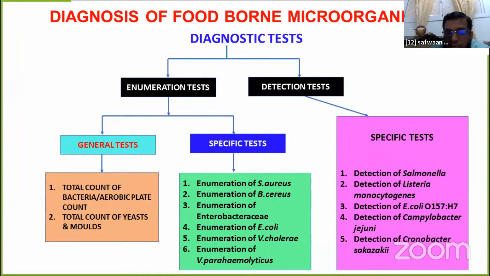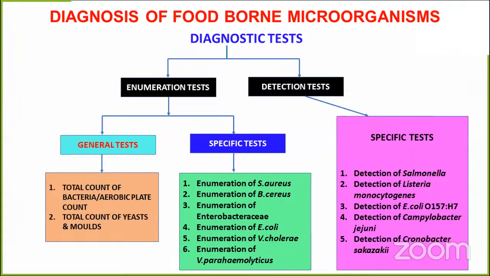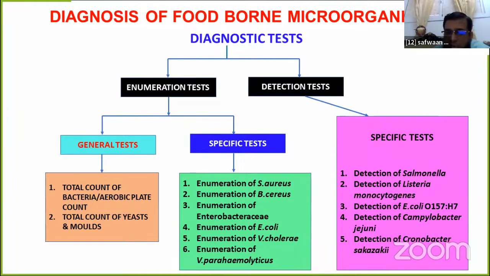Detection test. Here, the detection test is concerned only with detecting, not counting. And the procedure for detection is very lengthy. Around 1 week is needed to get the final result. For the detection test, the permissible level is 0 for all these organisms: Salmonella, Listeria monocytogenes, detection of E. coli O157:H7, detection of Campylobacter jejuni, and detection of Cronobacter sakazakii.